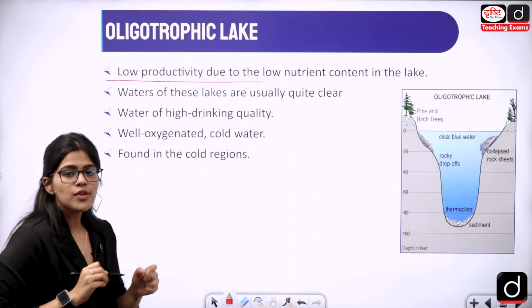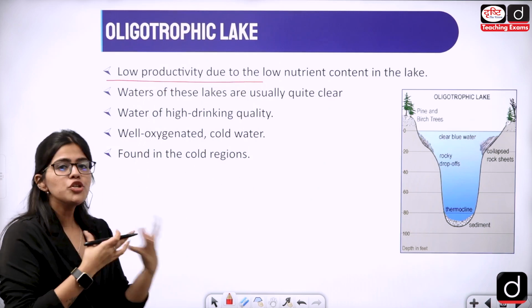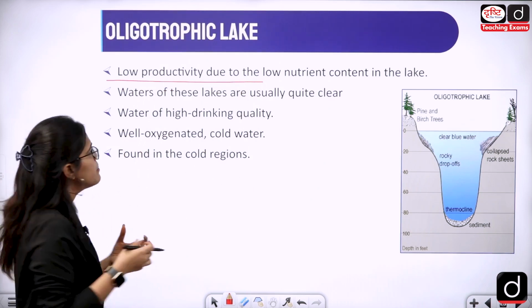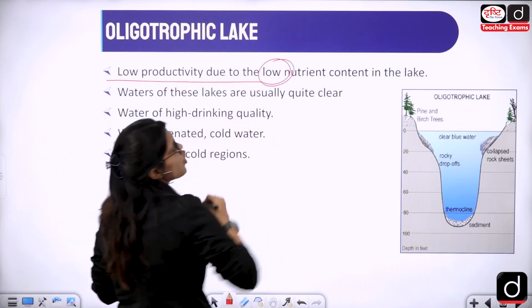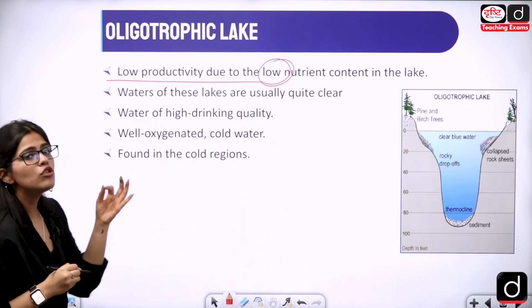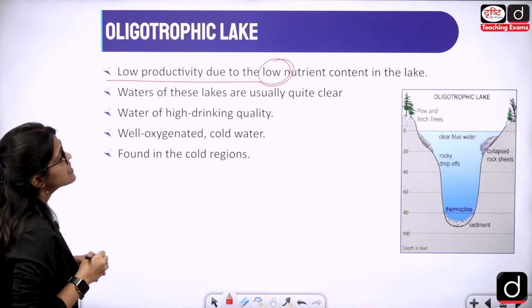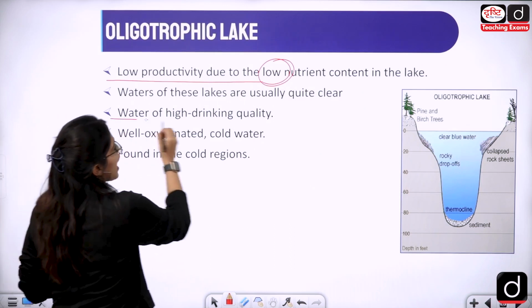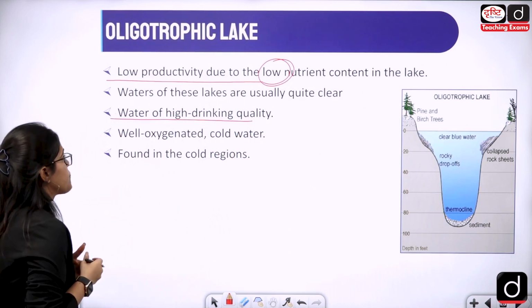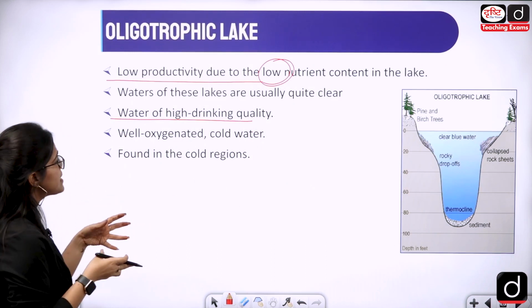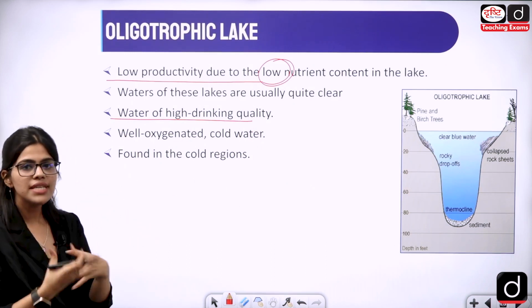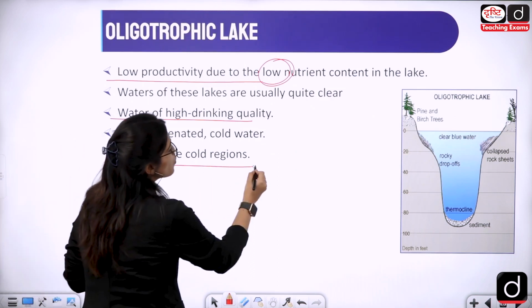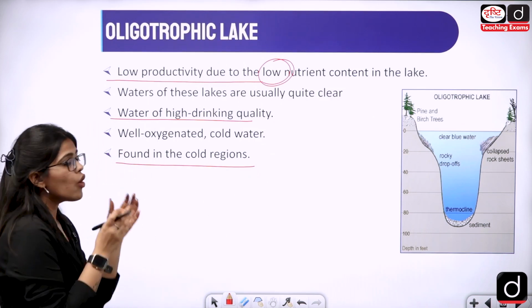The early water bodies, the very new water bodies, are basically oligotrophic lakes, where there is low productivity because there is low nutrient content in them. That is called an oligotrophic lake. The water of these lakes is usually very clear and fit to drink. It is well oxygenated and it is cold water. There you see a lot of oxygen and cold water. It is also found in the colder regions. So this is the oligotrophic lake.